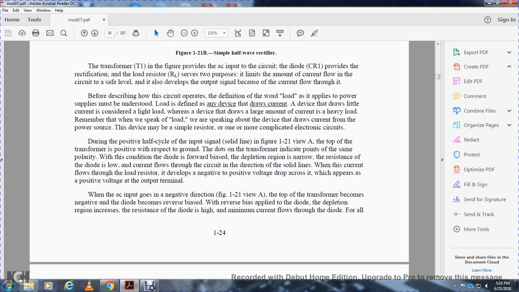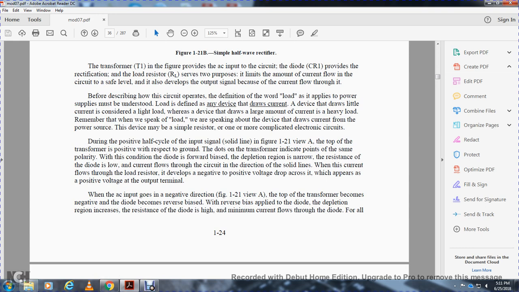Before describing how the circuit operates, the word load as applied to a power supply must be understood. The load is defined as any device that draws current. A device that draws little current is considered a light load, whereas a device that draws a large amount of current is a heavy load. Remember, when we speak of a load, we are speaking about the device that draws current from the power supply. It may be a simple resistor or a complicated electronic circuit.